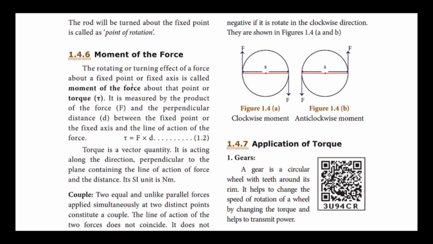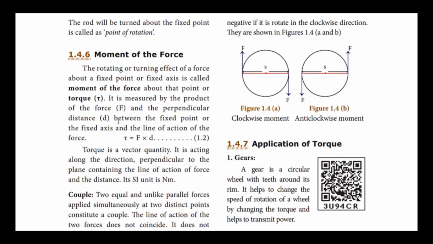We know what is a fixed point and fixed axis, is it not? Then the rotating or turning effect of the force about a fixed point or fixed axis is called the moment of the force. If you apply a force, and that force produces a turning effect about a fixed point, then you can call that the moment of the force about that particular point, or the torque. Torque is defined as the product of the force and the perpendicular distance between the two fixed points.